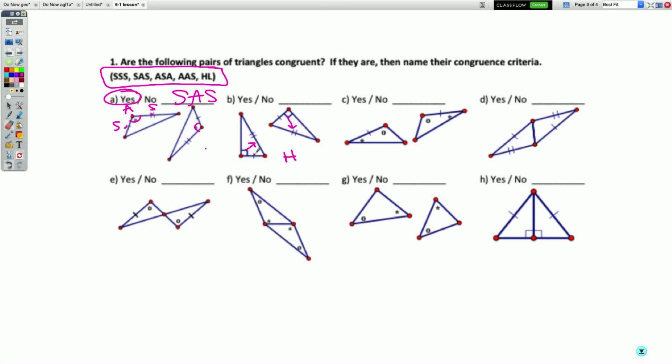And do I have one extra set of legs? Yes. So there is enough information. So I'm going to say yes, and that is the hypotenuse leg theorem.